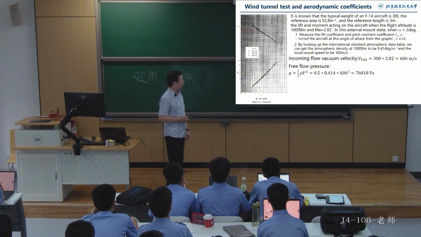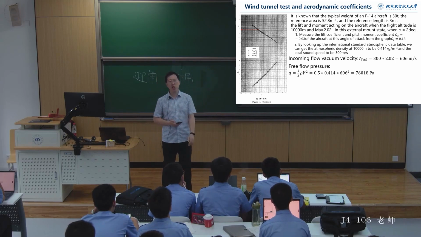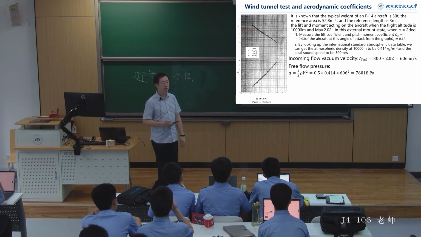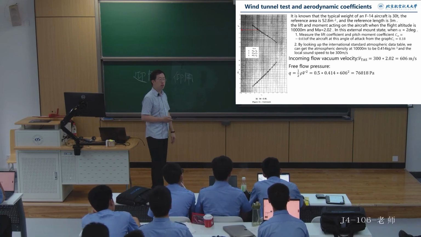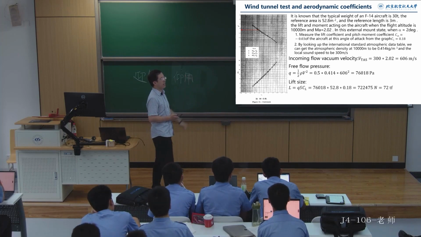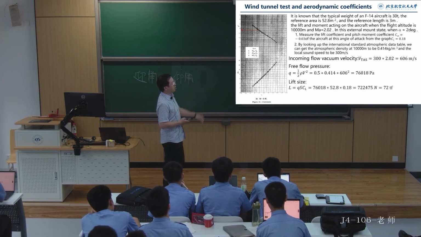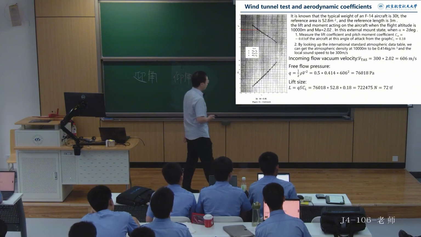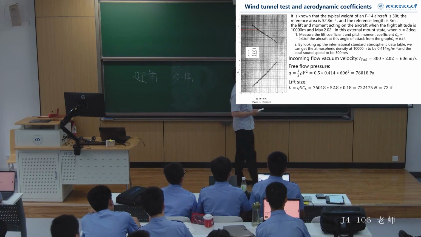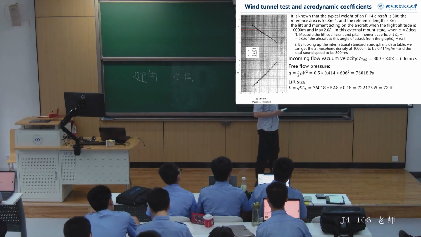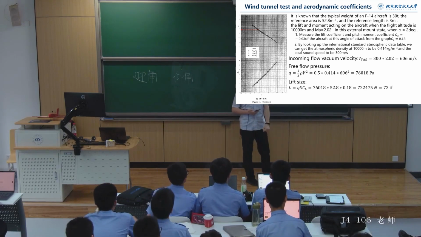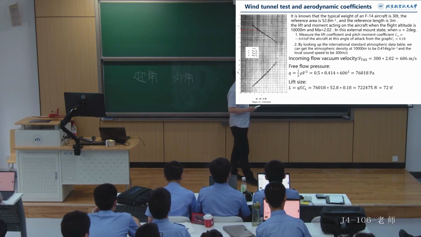All right, now we need to calculate the lift. Do you remember the lift formula? One half rho v squared, right? Here, one half rho v squared corresponds to dynamic pressure. Let's first calculate the dynamic pressure. The dynamic pressure is one half times rho, 0.41, times the square of the speed, 606 meters per second squared, which results in 76.18 pascals.